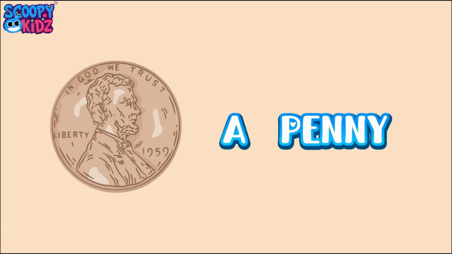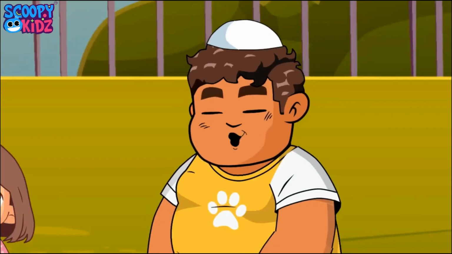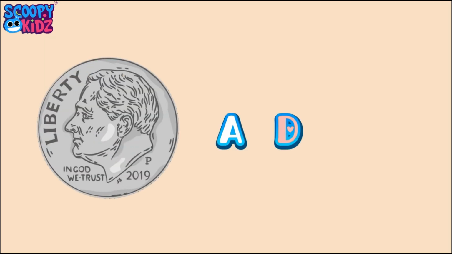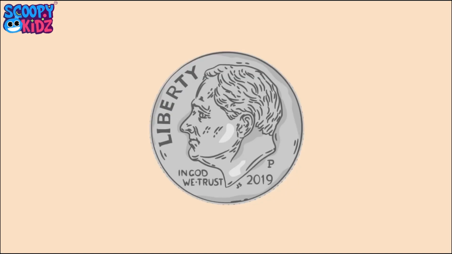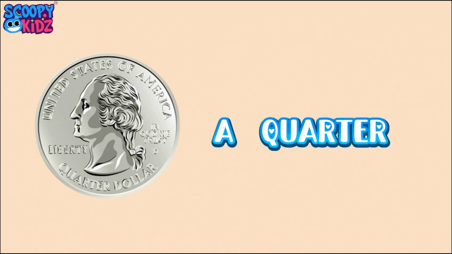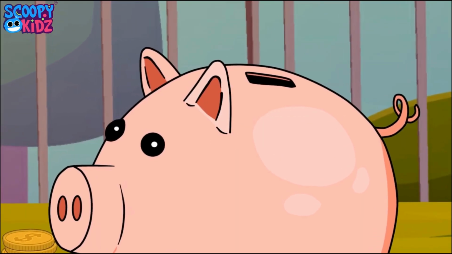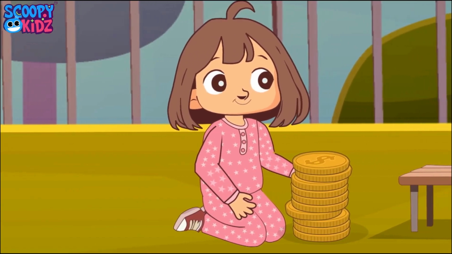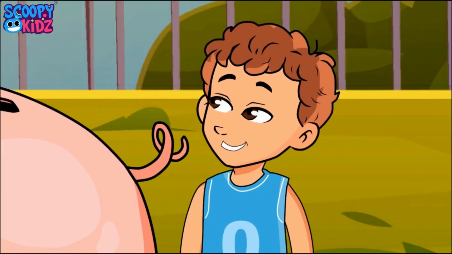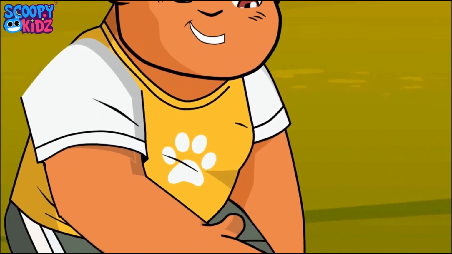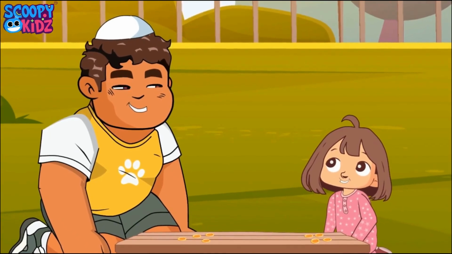A penny is 1 cent, small and round. A nickel is 5 cents, silver sound. A dime is 10 cents, little and thin. A quarter is 25 cents, drop it in. Line them up and count them all. Big coin, small coin, short and tall. Count the money, nice and slow. Count the money, now we know how much we know.